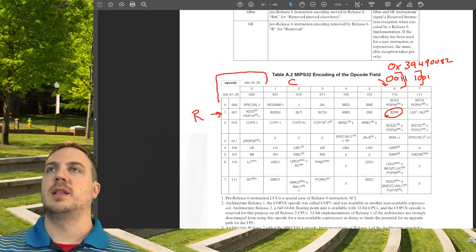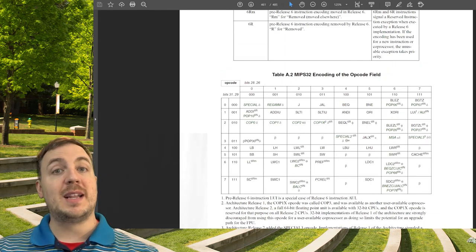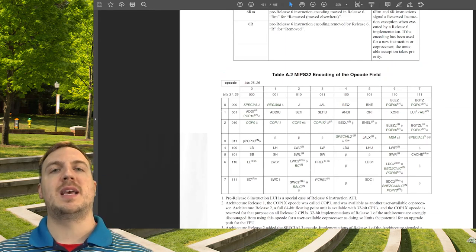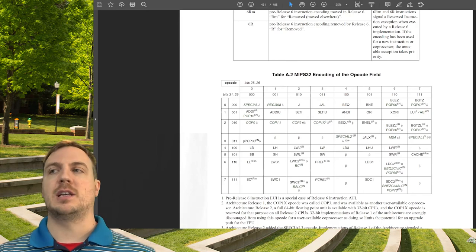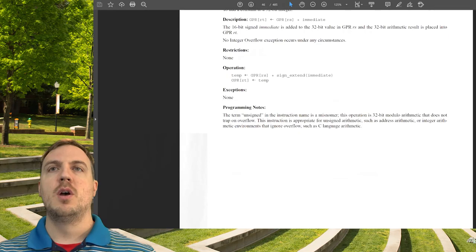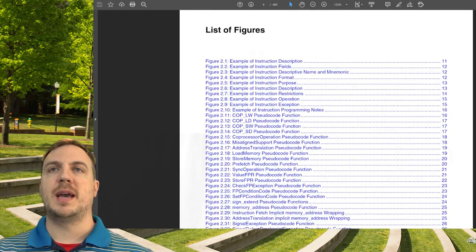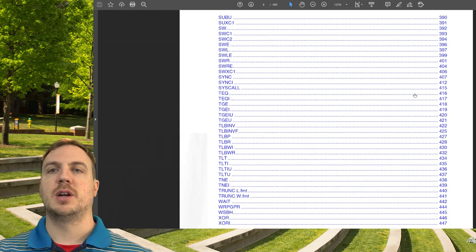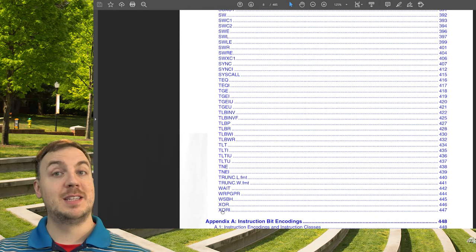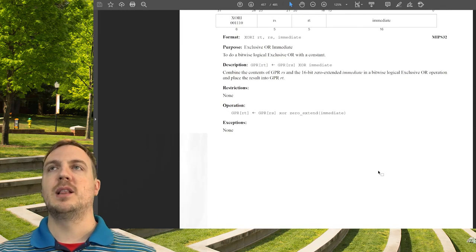Let's take a look at this instruction. Let me clear the screen so it's easier to see. Now that we know it's an XORI instruction, we can go back to the table of contents and look at it, because now we have all 32 bits and can determine what they tell the CPU to do. Scrolling back up, let's look for the XORI instruction. It is the very last instruction down here, page 447. Let's take a look at it.